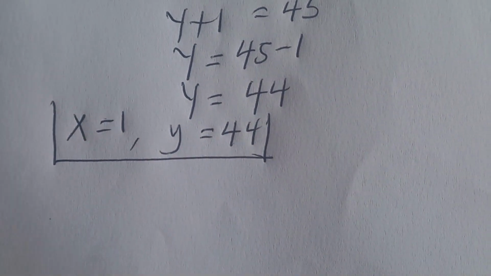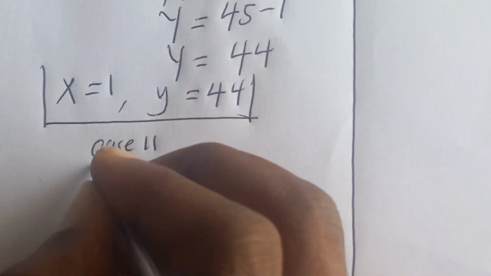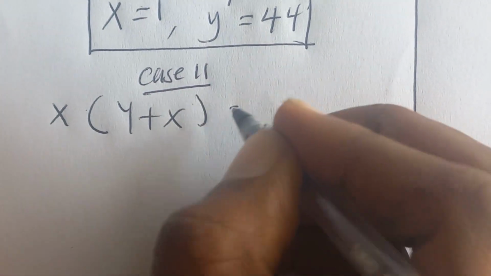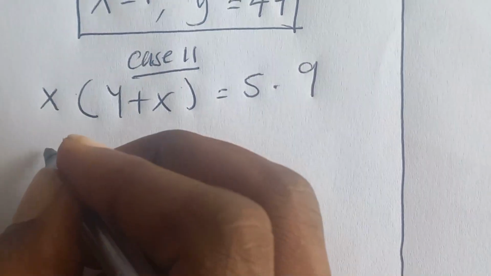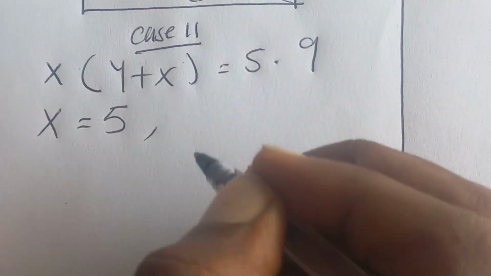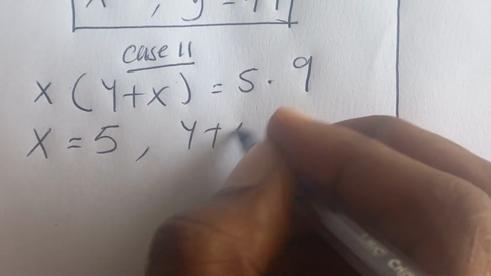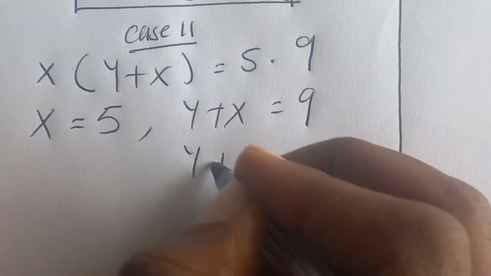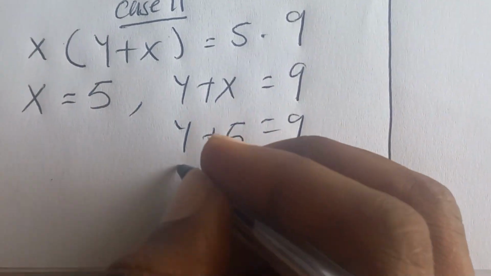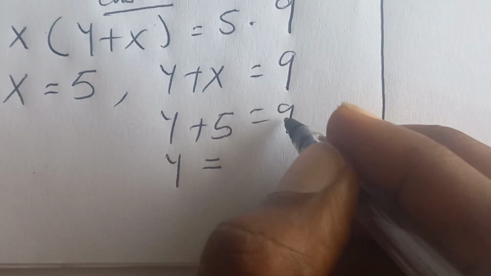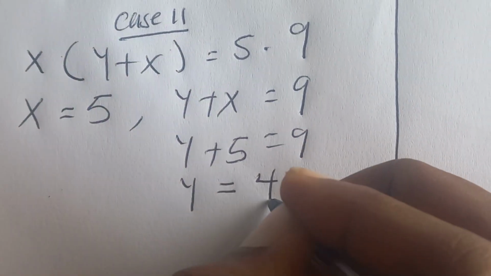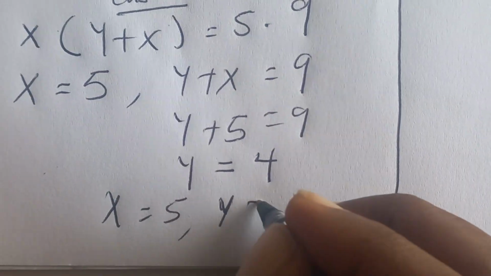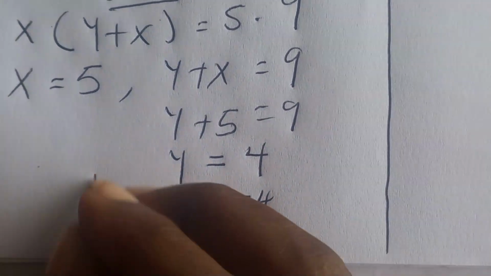Let's solve for case 2. We have x(y + x) is equal to 5 multiplied by 9. So in this case, our x is equal to 5, and then y plus x is equal to 9. X is 5, so we have y plus 5 is equal to 9. So our y is equal to 9 minus 5, which is 4. So we have x equals 5 and y equals 4 for the second case.